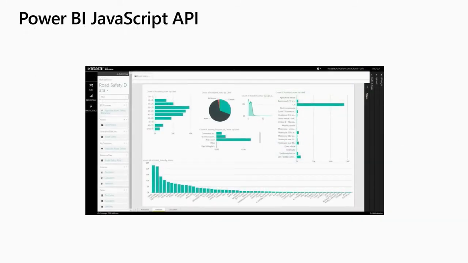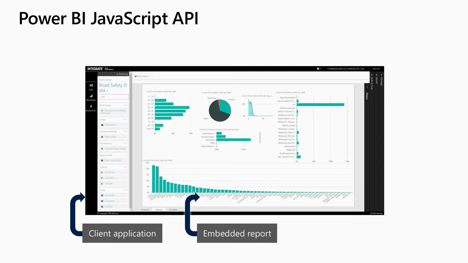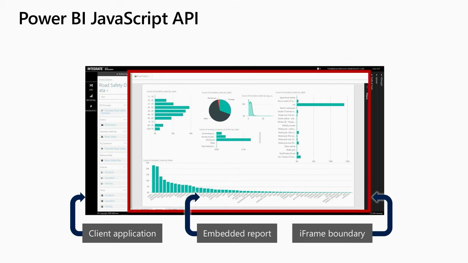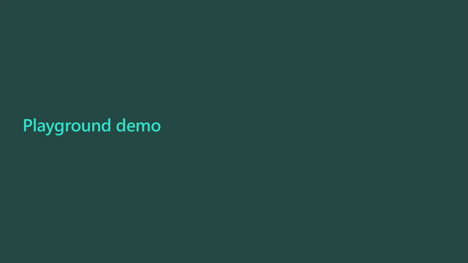So how does it work? What you see here is a client application, and inside it, you can see an embedded report which is hosted inside an iframe. The embedded content and the application communicate in two ways with the JavaScript APIs. Now we'll call Run, so he can show us our playground and demonstrate how you can use and harness the power of Power BI JavaScript APIs.